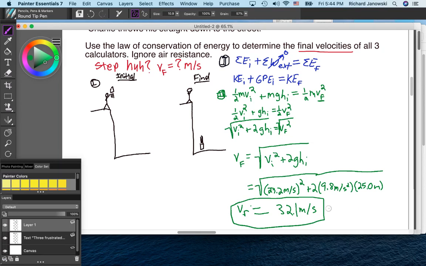Put a box around it. We solved for the right thing. I'm comparing this to we solved for the right thing. We gave it the right units: 32.1 meters per second.